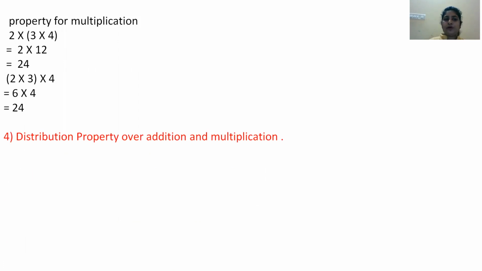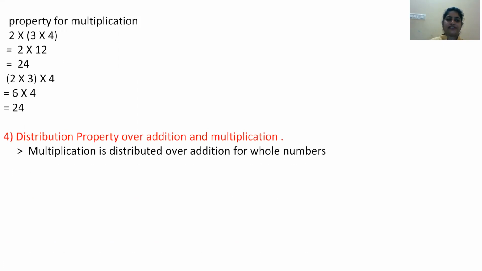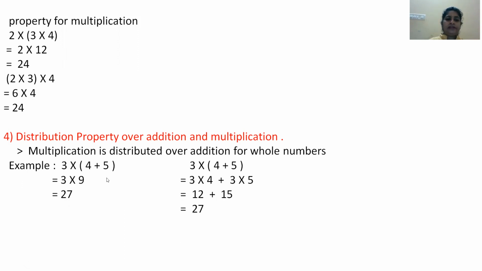Now we shall see what is distributive property over addition and multiplication. Multiplication is distributed over addition for whole numbers. Example, here I am giving you two examples. Let me mark this. This is our first example. 3 into 4 plus 5. This is grouped. 4 plus 5 is in the bracket.